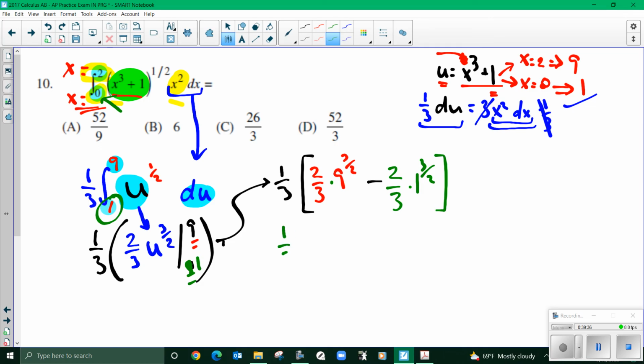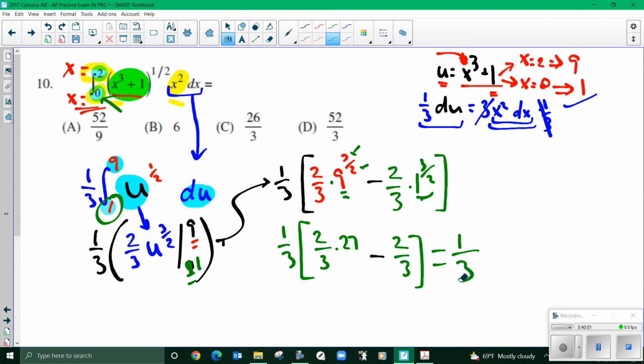So I still have my 1/3 on the outside. The square root of 9 is 3. 3 cubed is 27. So I've got 2/3 times 27. Okay, minus. All right, 1 to the 3/2 is 1. 1 times 2/3 is just 2/3. I still have my 1/3 on the outside. 27, well, actually, let's do this. 3 goes into 27. Nah, I'm going to have to combine it with that 1/3. I'm going to keep this a fraction.